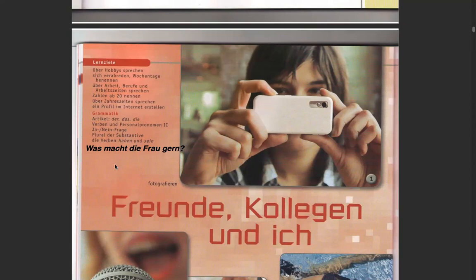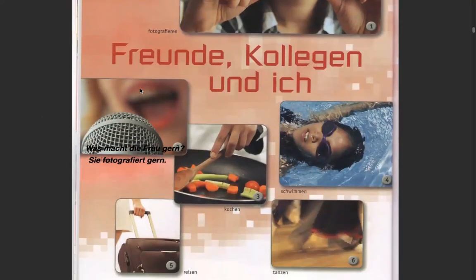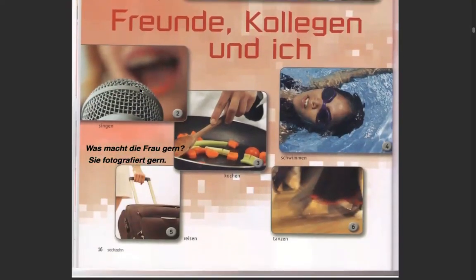Sie fotografiert gern. Very good. Sie fotografiert gern. Ich fotografiere, du fotografierst, er, sie fotografiert, right? Photography. Prajakta, was macht sie hier? Foto 2.